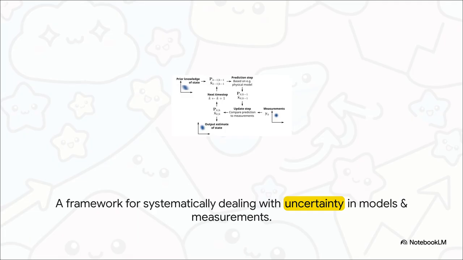The Kalman filter gives us a powerful, systematic way to deal with uncertainty. It just accepts the fact that both our models of the world and our measurements of it are going to be flawed. And by continuously looping through this cycle of predicting, measuring, and updating, it lets us get closer and closer to an estimate of reality that's just plain better than any single source of information could ever be.